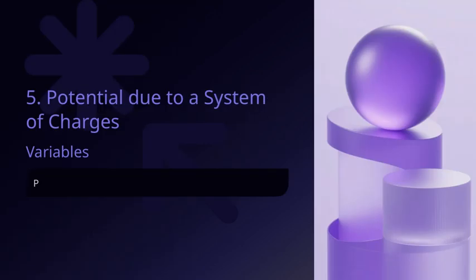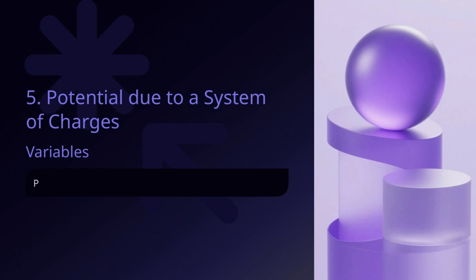Let's now discuss the concept of potential due to a system of charges. When we talk about potential, we're referring to the electric potential at a point in the space around charges. This potential is essentially the amount of electric potential energy per unit charge at that location. In a system with multiple charges, each charge contributes to the total potential at a point. What's important here is that the total potential is the algebraic sum of the potentials created by each individual charge. This is because electric potential is a scalar quantity, so it simply adds up without regard to direction.